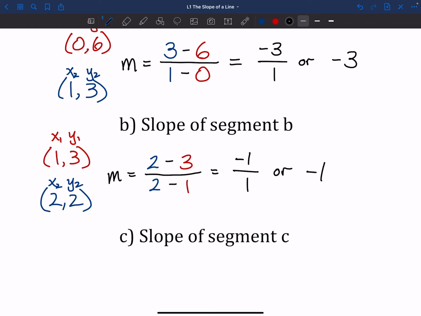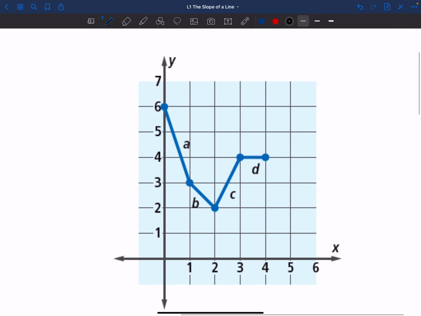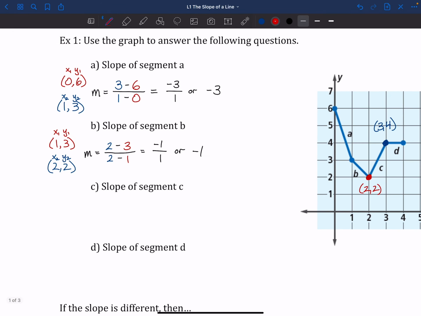For segment C, take a second and see if you can narrow down which 2 points we're going to use for segment C. Hopefully you did that. We're starting at (2, 2), and then segment C ends over there at the point (3, 4). So again, I'm going to take those 2 points and write them over here. We have (2, 2) and we have (3, 4).